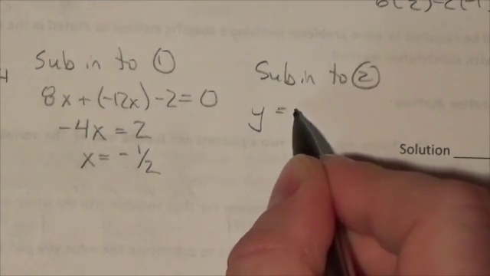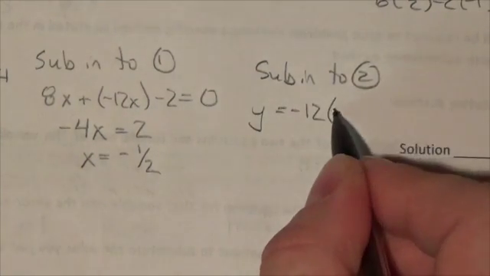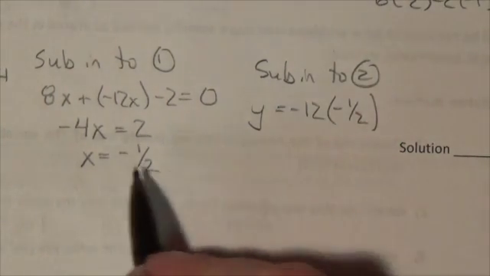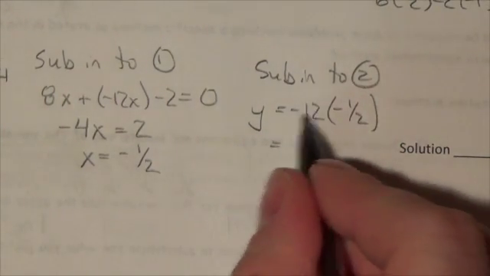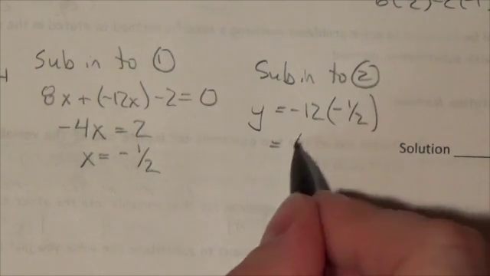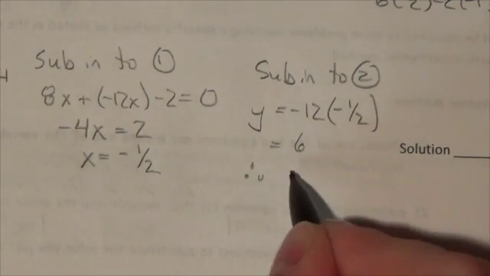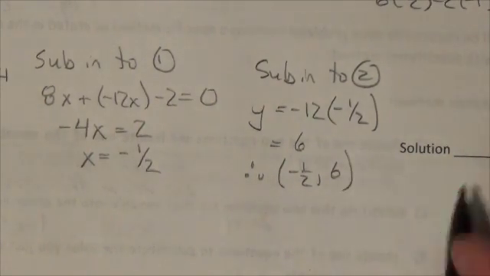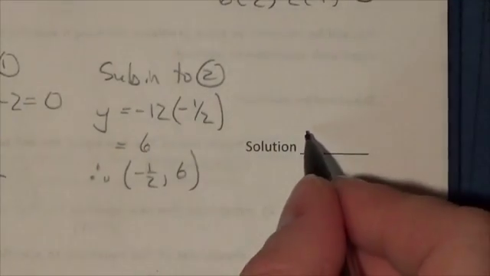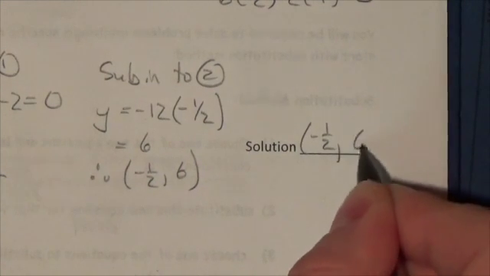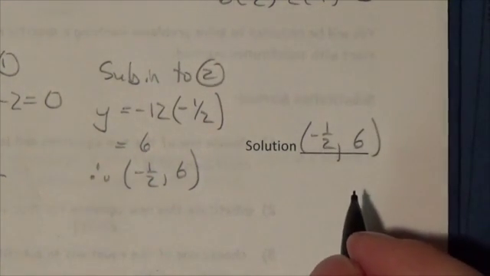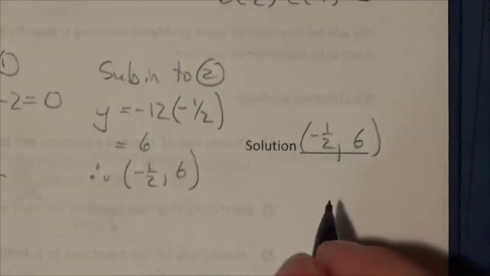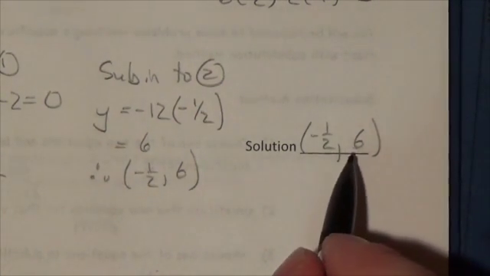So y is going to equal negative 12. And again, I'll put parentheses here to identify that this is all supposed to be x. And negative 12 multiplied by negative 1/2 is positive 6. And so we're getting the point here, negative 1/2, comma, positive 6. So there's my solution. I come over here, I'm going to write this in the little spot here, make sure it's in parentheses. I'm going to keep saying that, because hopefully you'll remember to keep doing that. So negative 1/2, comma, 6.